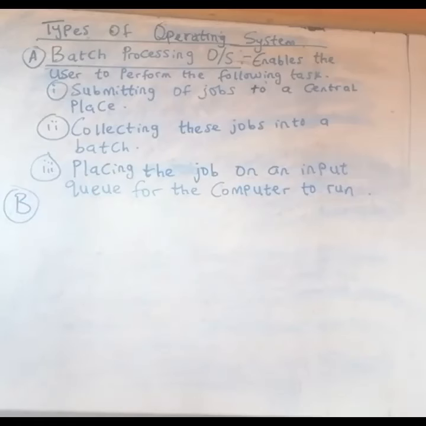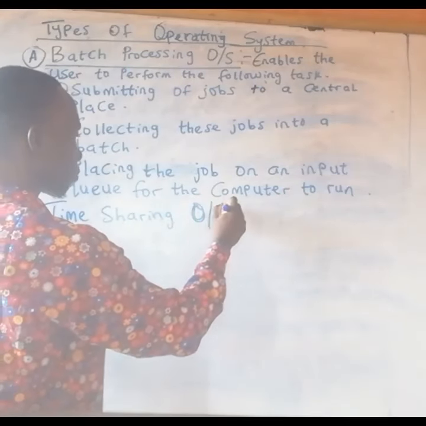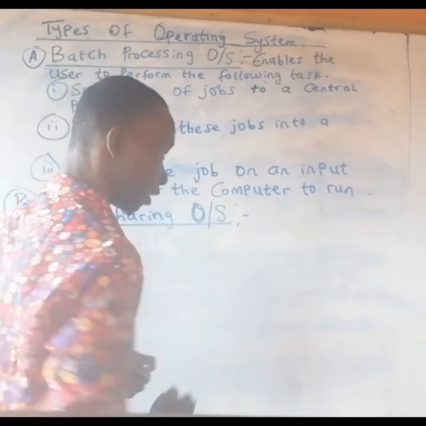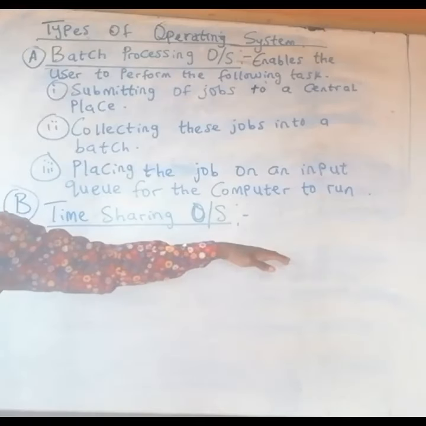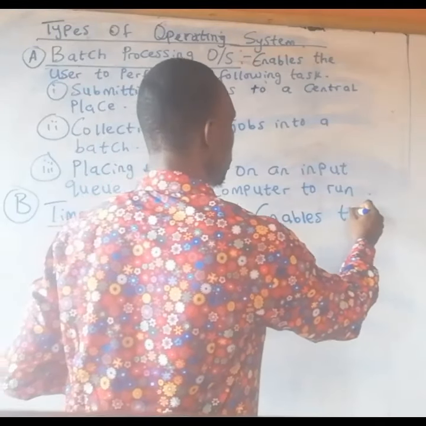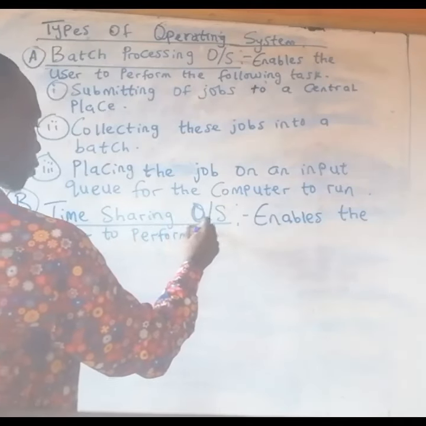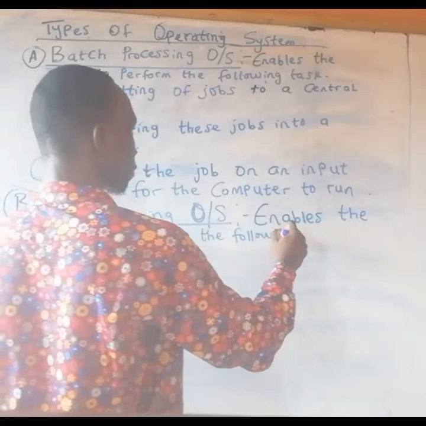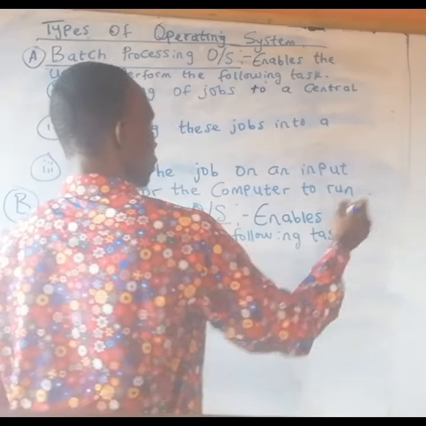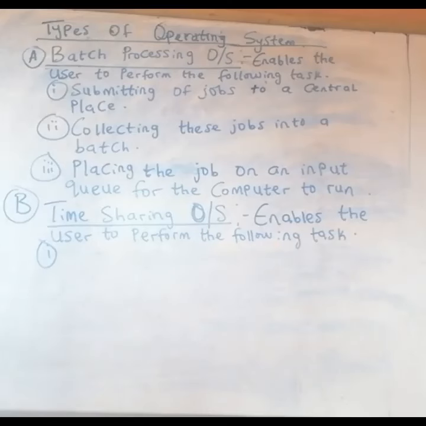Another type of operating system is the time-sharing operating system. Remember that I told you about this unit of operating system, OS. That allows us to reduce the time factor. Now, it enables the user to perform the following tasks. And here are the tasks. The first, sharing a central processing memory.